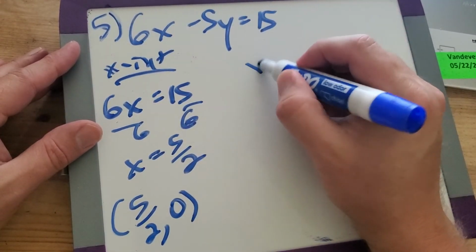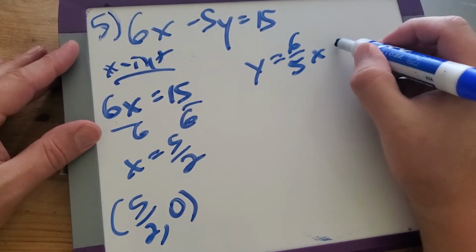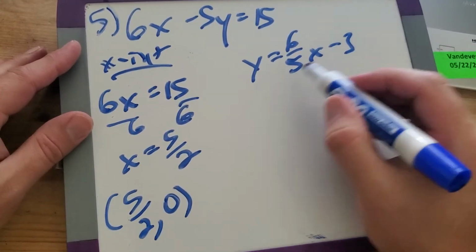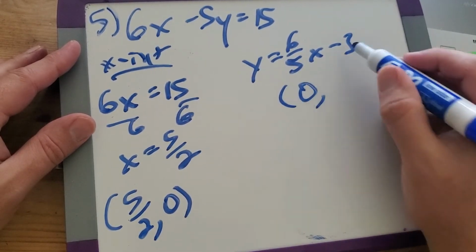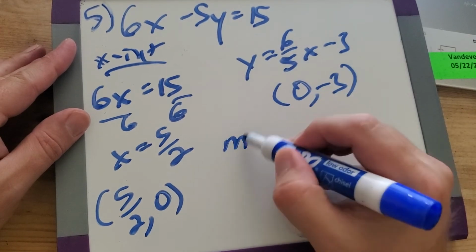If I solve for y, and you guys can do this, I'll get 6/5 x minus 3. So then the y-intercept is right there. The y-intercept is 0, -3. And the slope is 6/5.